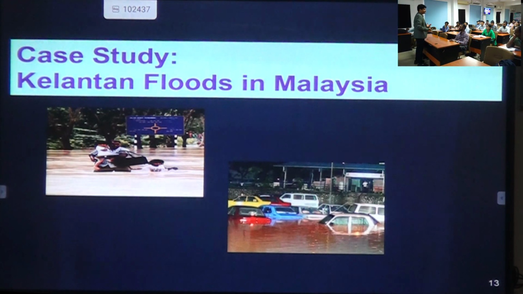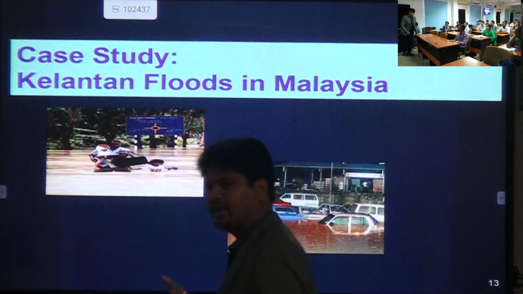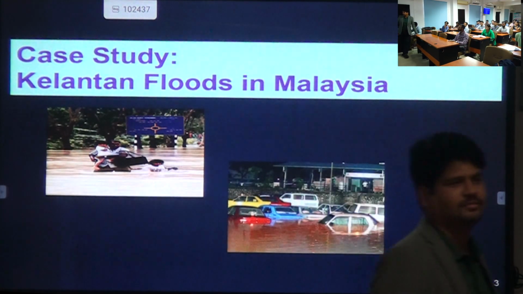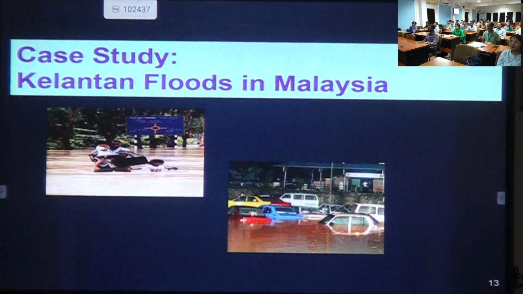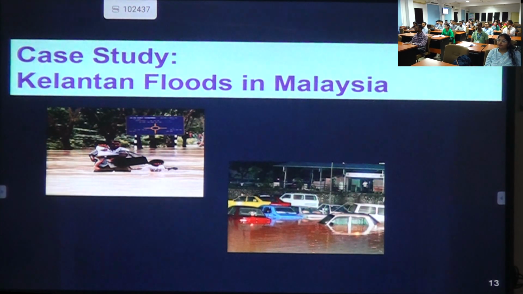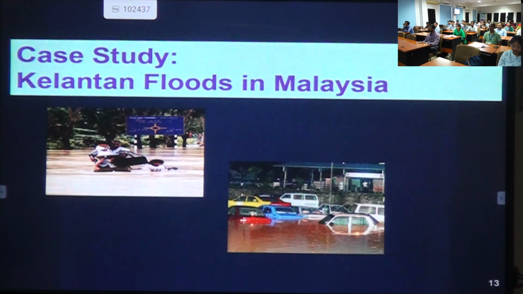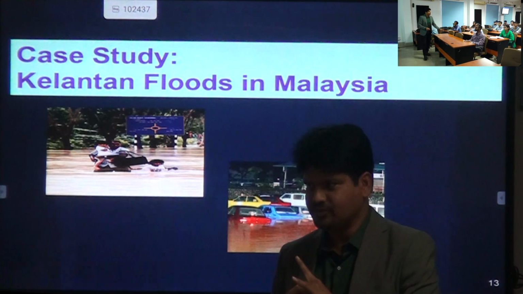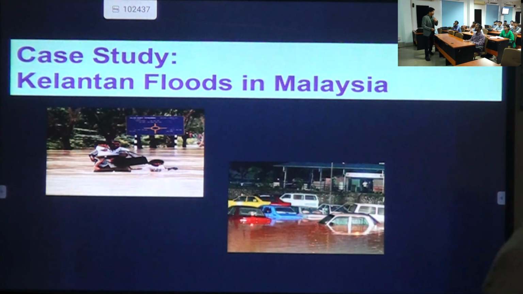Now let's look at a case study in detail. There are the Kelantan floods in Malaysia. This study area gets flooded every year. People are so used to it. Okay? Alright. And you see, the situation goes like this. In Malaysia, you have two monsoons. One is the northeast and one is the southeast monsoon in a year. In India, we have one monsoon, right?